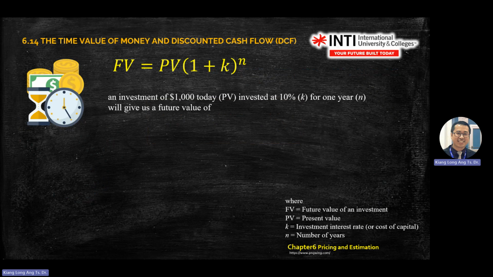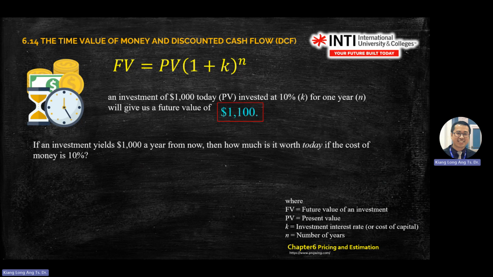So how do you apply this formula? If you have an investment of $1,000 or ringgit today, that is your present value. If you invest 1,000 ringgit today at 10% for 1 year, what will the future value be? So you substitute 1,000 here. K is 10%, and you need to convert 10% into 0.1. N is 1. You substitute, and you will get 1,010 for the future value.